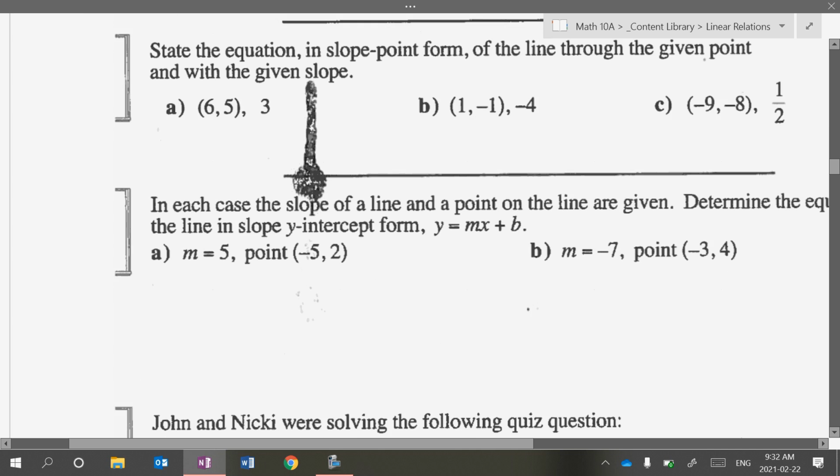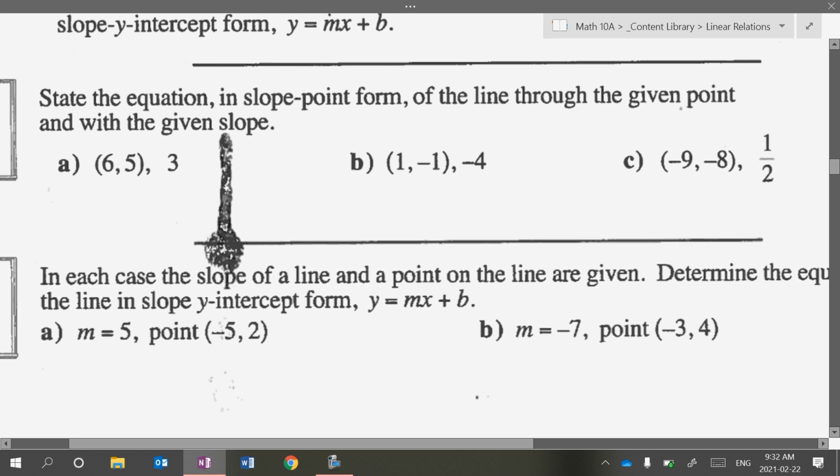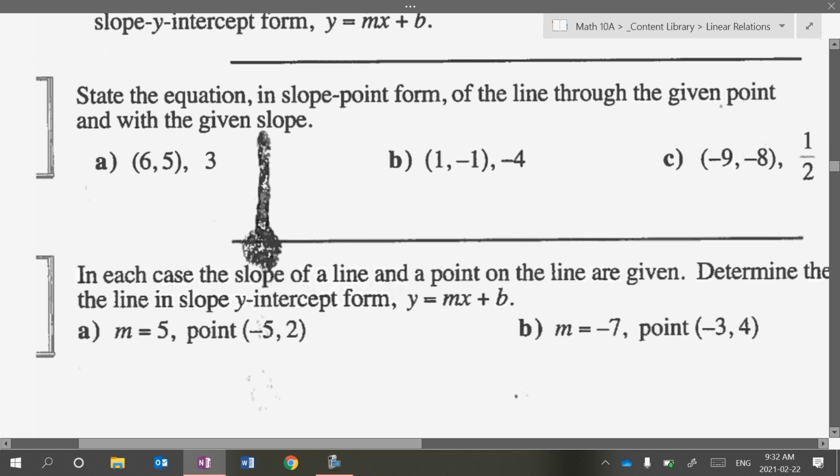So let's go through their first example. State an equation in slope point form. So you're having to remember the difference between the two, given a point with the slope. So this is my set of coordinates, and then 3 is my slope. I don't know what this thing is on the screen.